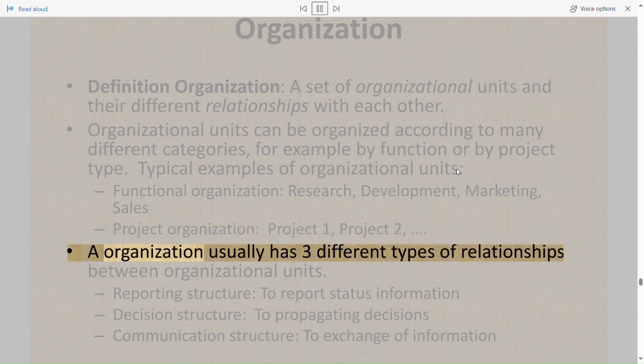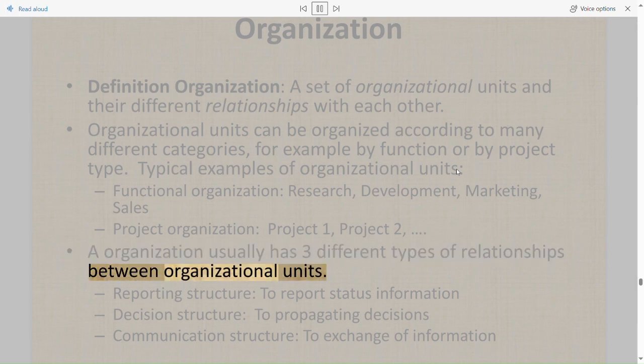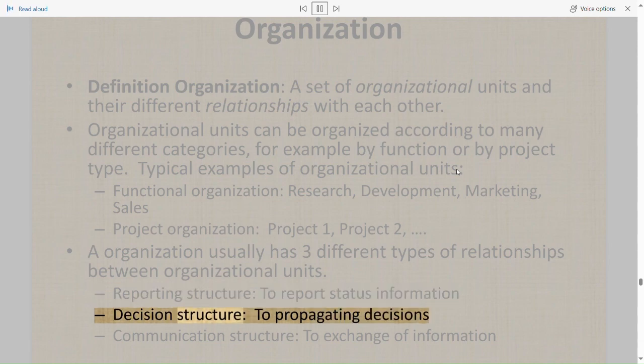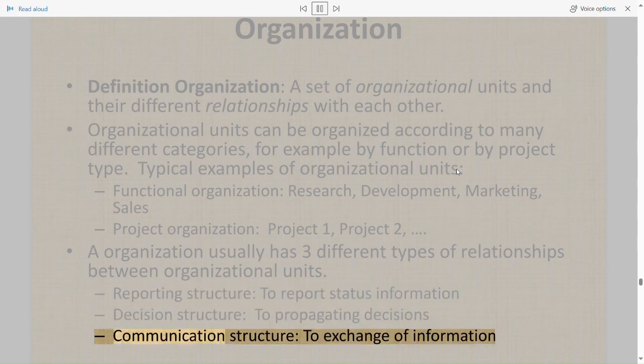An organization usually has 3 different types of relationships between organizational units. Reporting structure, to report status information. Decision structure, for propagating decisions. Communication structure, for the exchange of information.